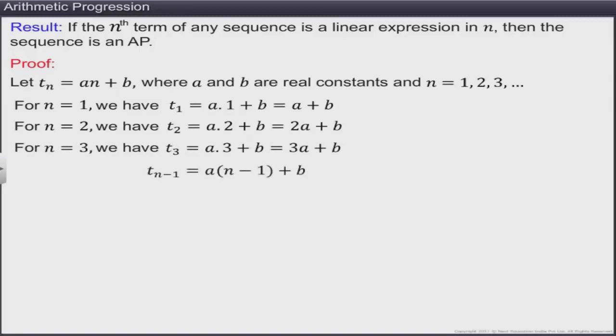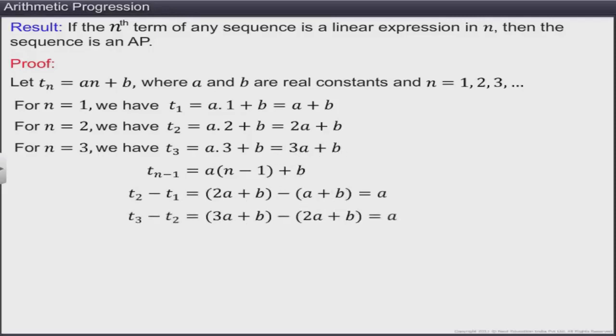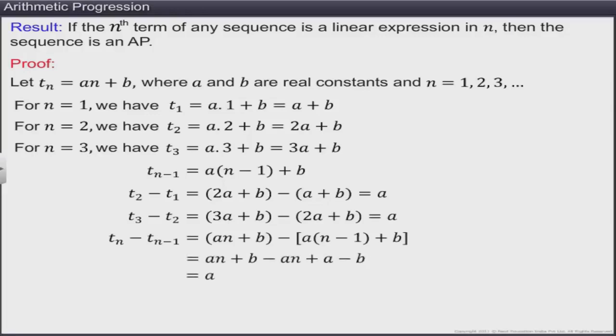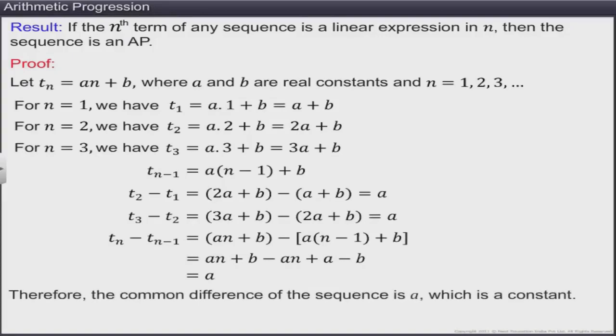Now, let's find the difference between consecutive terms. t2 minus t1 is equal to a. t3 minus t2 is equal to a, and so on. Lastly, the nth term minus the (n minus 1)th term is also equal to a. Therefore, the common difference of the sequence t1, t2, t3 and so on up to tn is a, which is a constant. Hence, a sequence whose nth term is a linear expression in n forms an AP.